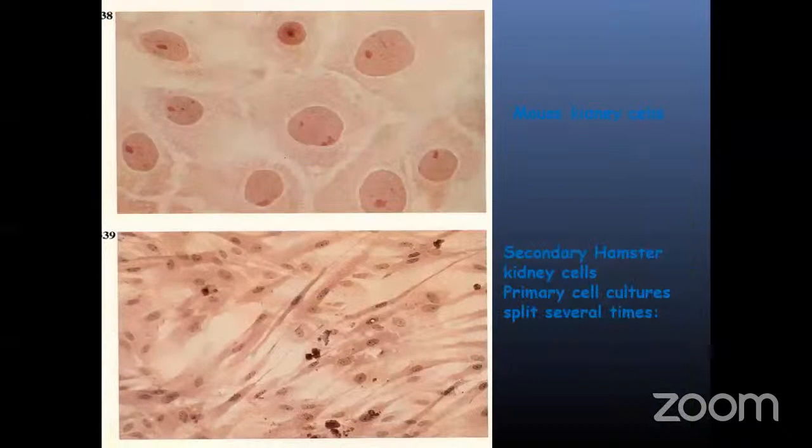So this is how, see, mouse kidney cells. Then you have secondary hamster kidney cells. After splitting several times, the morphology also sometimes changes.